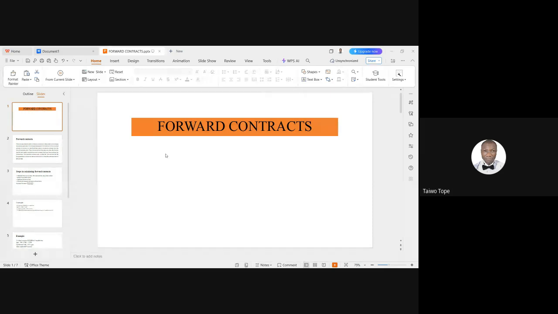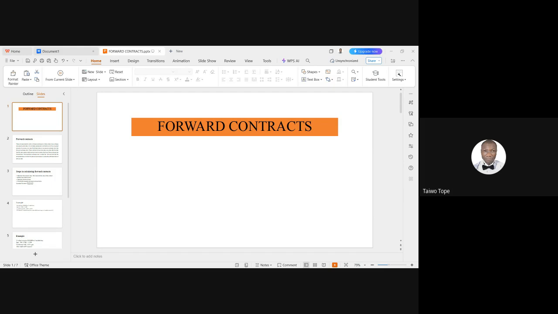Today I'll be talking about an aspect of hedging of foreign exchange risk management, which is forward contracts. Forward contracts. Talking about forward contracts.